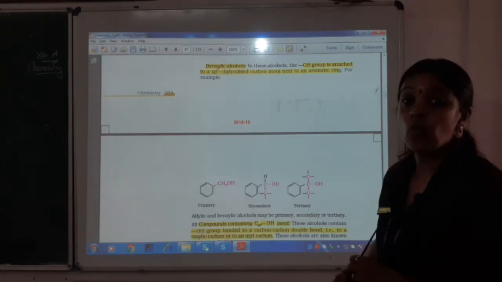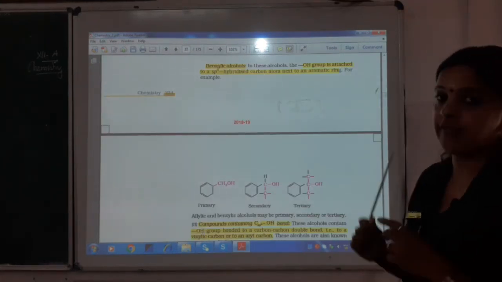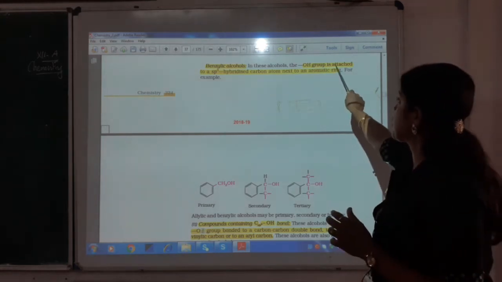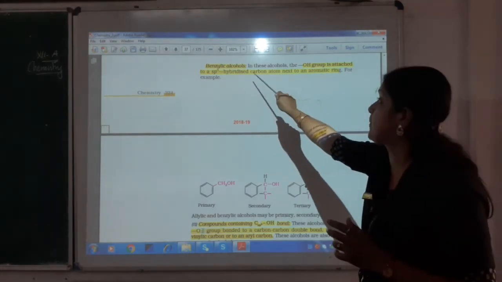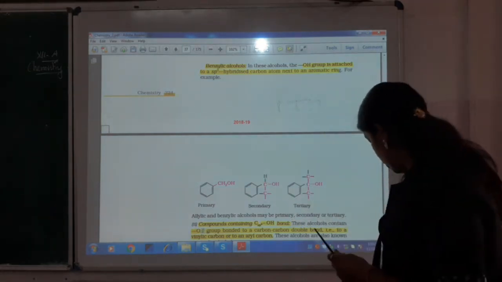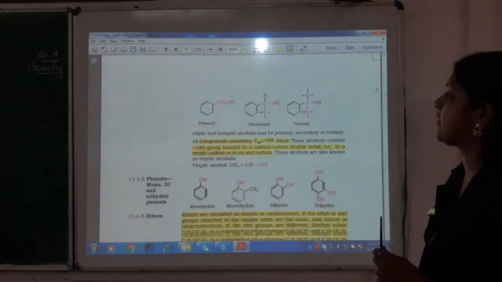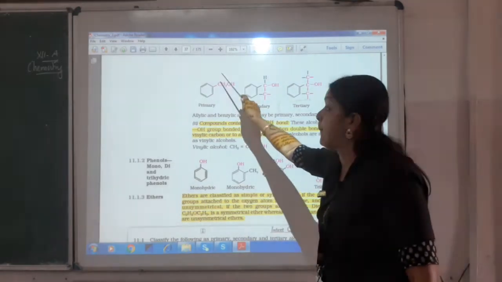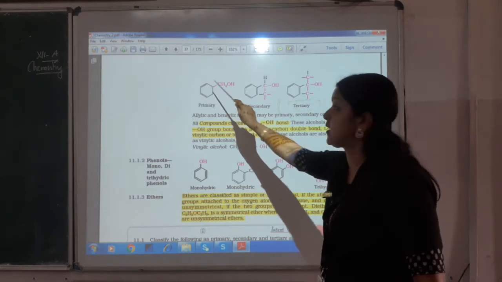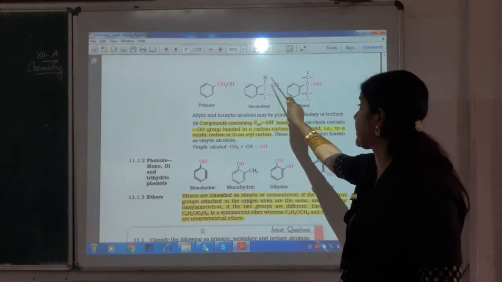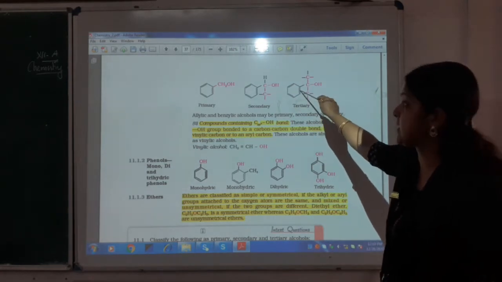Now we will see what are benzylic alcohols. From the name it is very clear, there is a benzene ring. The OH group is attached to an sp3 hybridized carbon atom which is next to the aromatic ring. If you see the structure here, you can understand OH is attached to the carbon atom which is attached to the benzene ring, again which is holding my benzene ring.